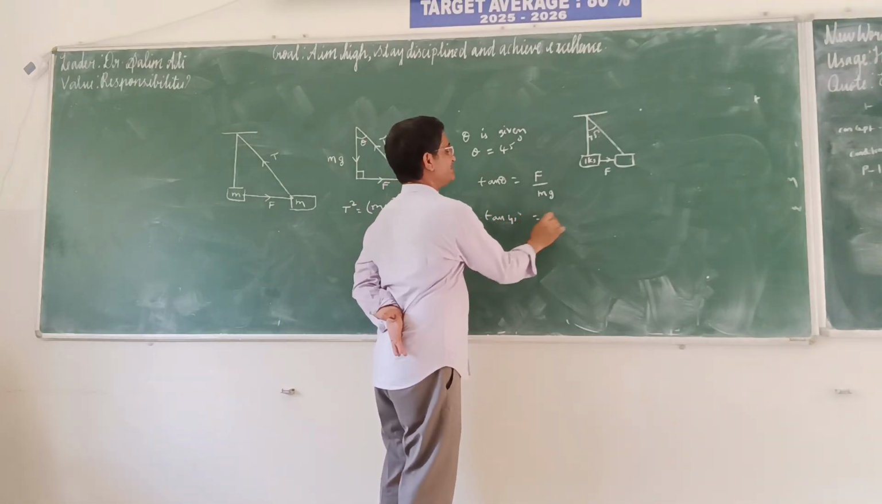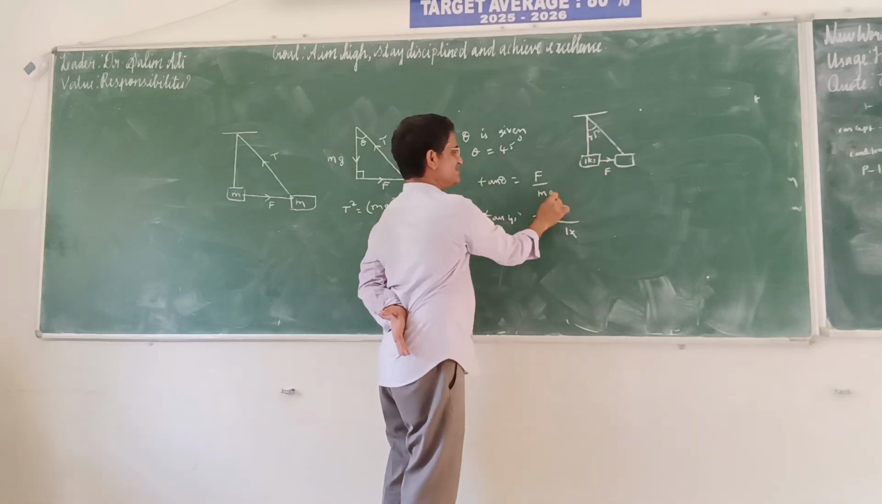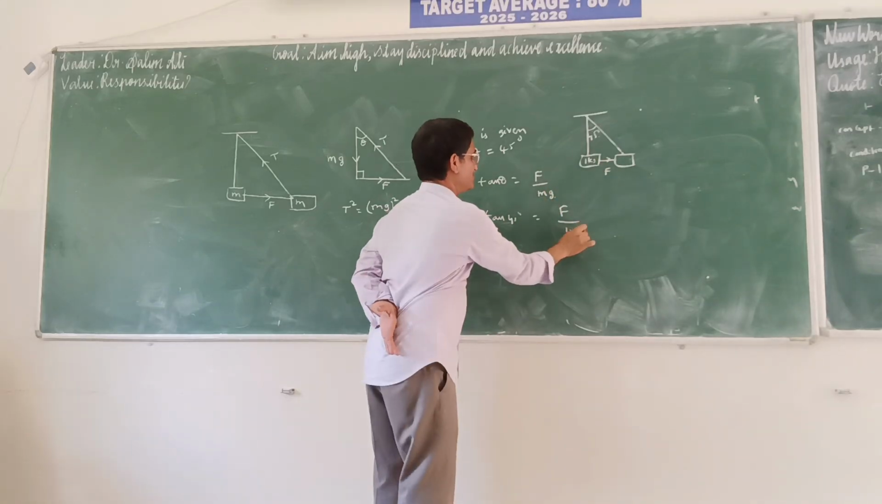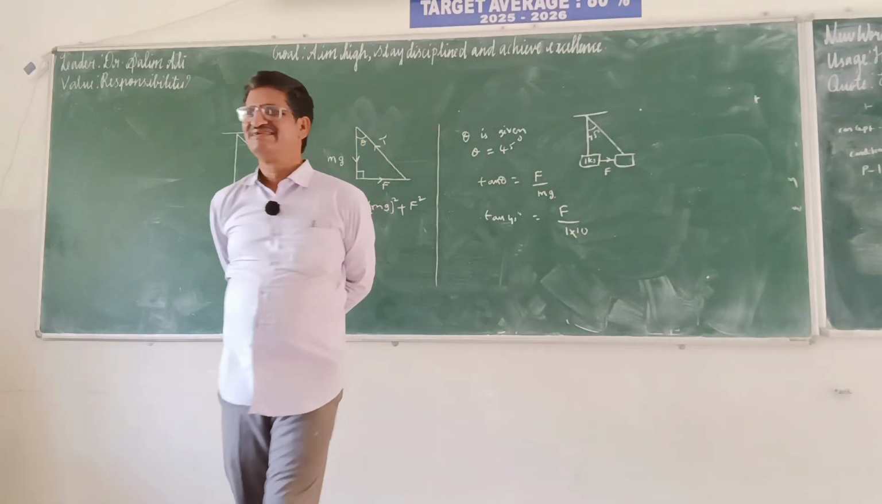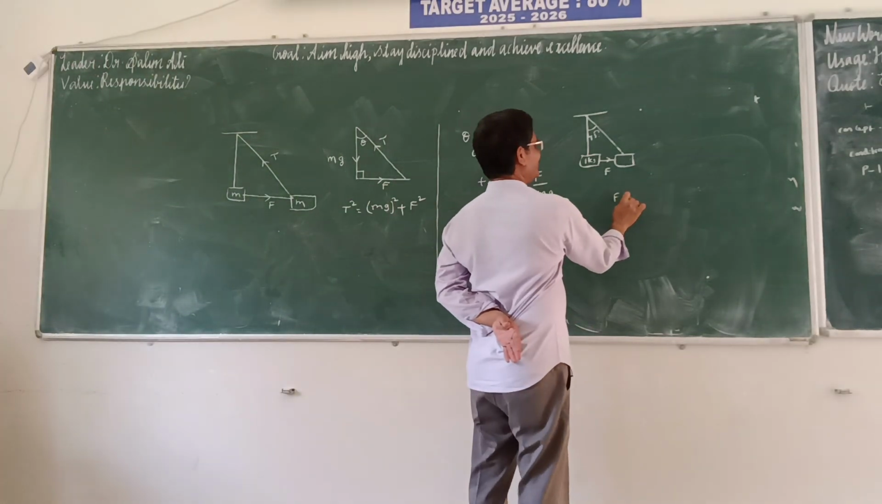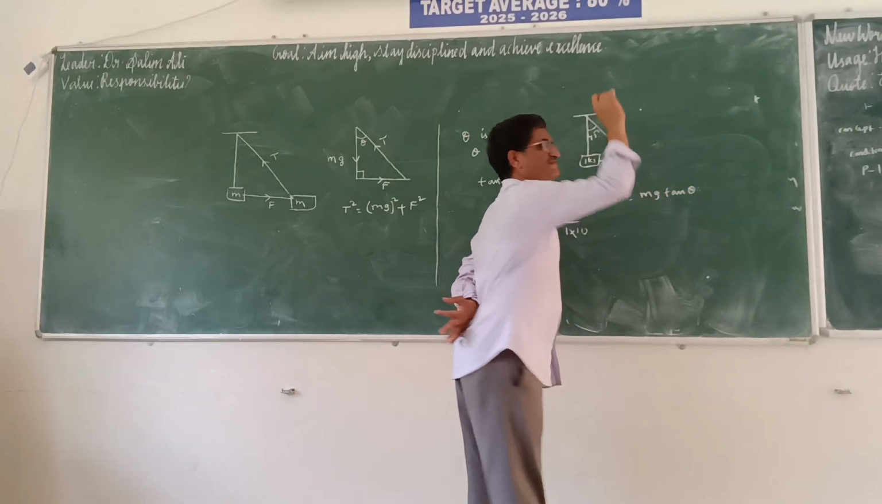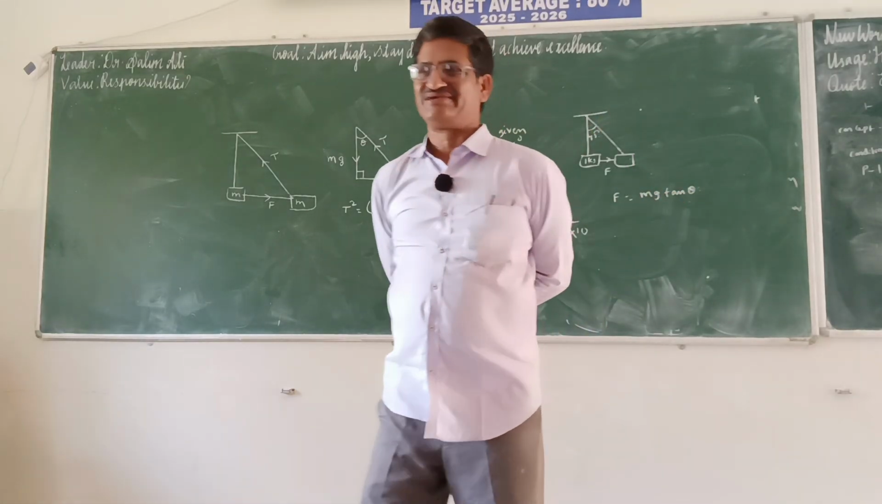Very good, very good. What is mass given? 1. G value? 10. Very good. Now tell, what is F? So what is the formula now, tell? Mg tan theta. These formulas you have to write.